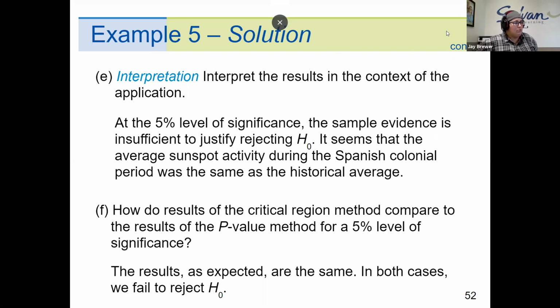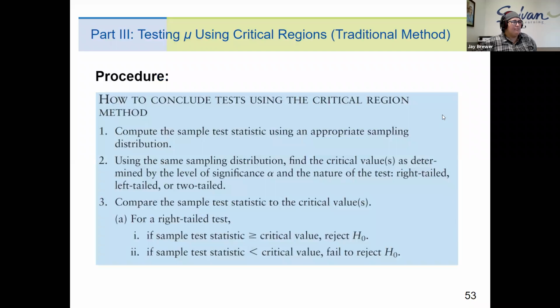How do results of the critical region method compare to the results of the p-value method for a 5% level of significance? The results, as expected, are the same. In both cases, we failed to reject the null hypothesis. Here's your procedure. Make sure you pause and write it down.